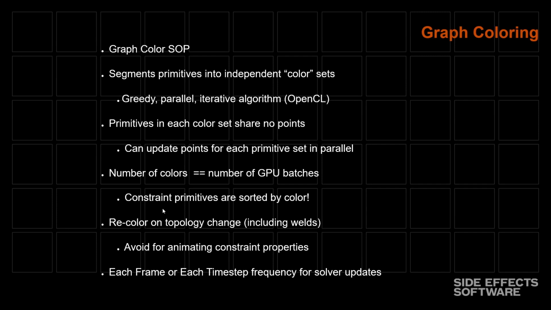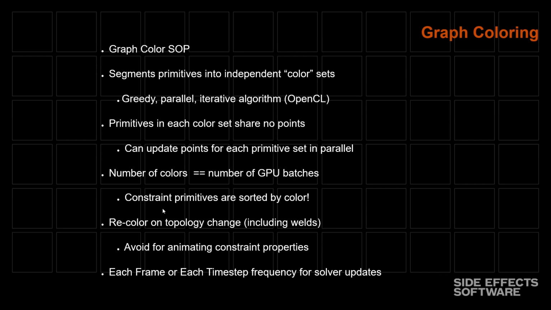This algorithm is greedy, parallel, and iterative, and we'll actually see where you can see the code. It's just written as a kernel within an OpenCL SOP. Once it's done its work, the primitives in each color set will share no points. So what that means is each primitive that is in this set will share no points with any other primitive that's in that set.